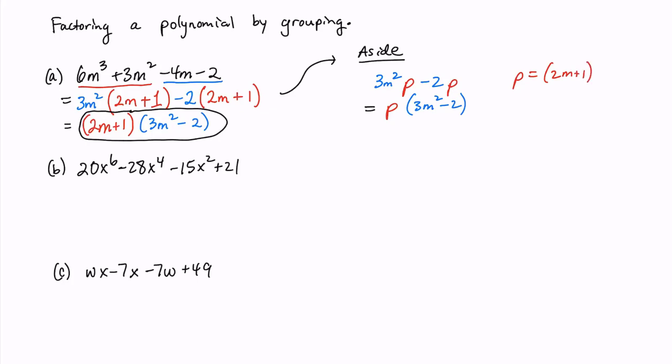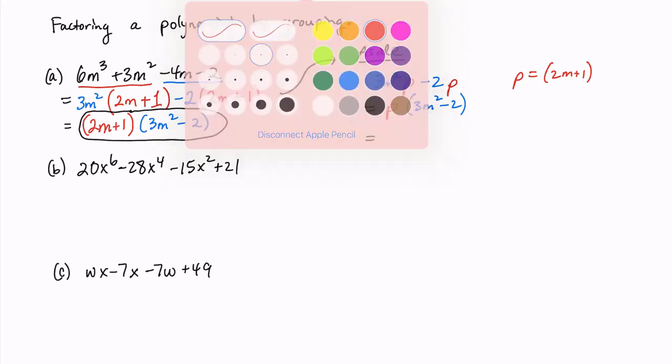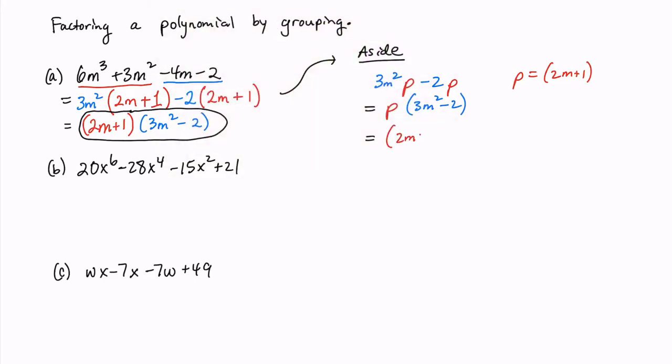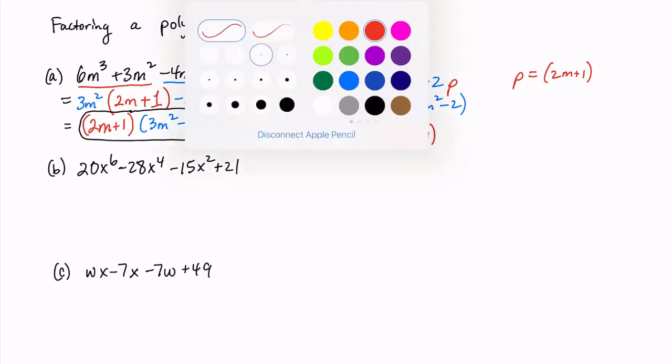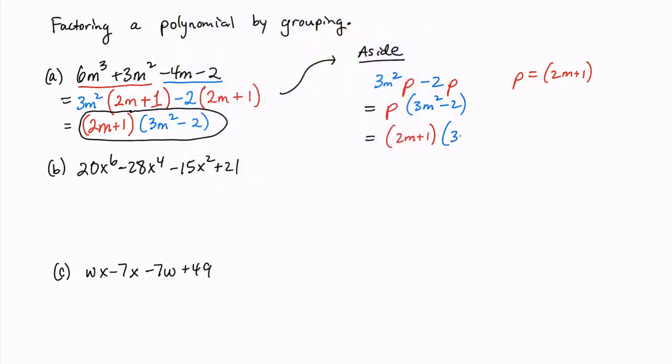So if we go back, now we could put the name back, 2m plus 1. And we still have 3m squared minus 2. Notice we get back to the same spot. We still have exactly two factors. Let's try the next one.